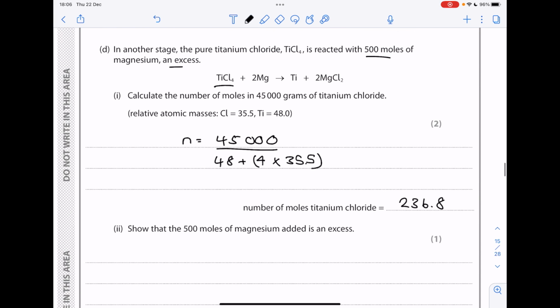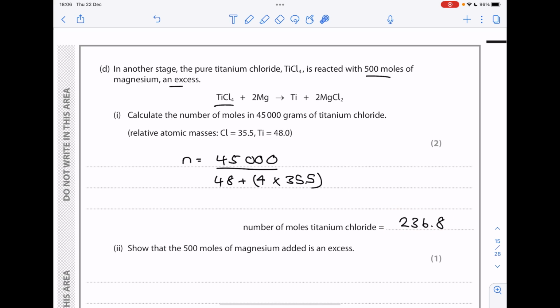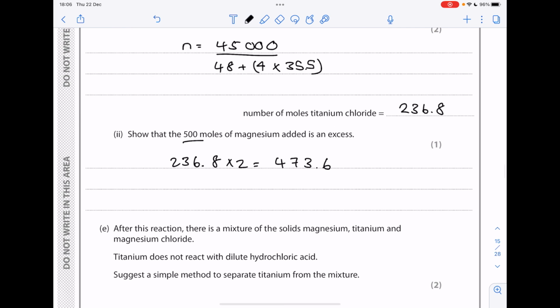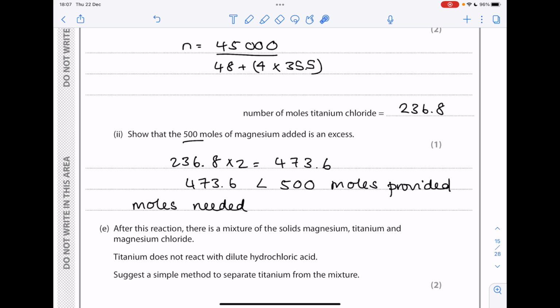Show that the 500 moles of magnesium added is in excess. So the way we do that is by working out the mole connection. So if we know we have 236.8 moles of titanium chloride, how much magnesium would we need to react with that fully? Use this 2. You need to double that number to get 473.6 moles, but they've given us 500, which means that the magnesium is in excess. So let's really spell that out, saying that we need 473.6 moles, but we've been given 500.